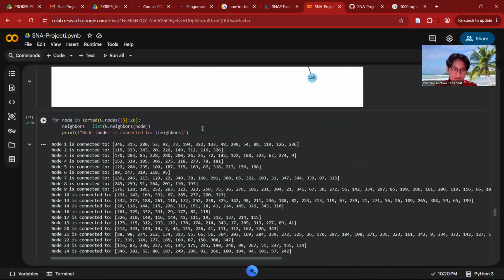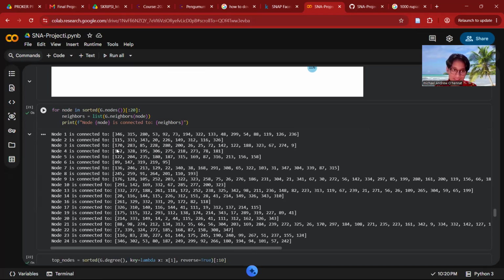For example, for node number one, it has 1, 2, 3, 4, 5, 6, 7, 8, 9, 10, 11, 12, 13, 14, 15, 16. 16 connections for node number one. So we can say it has 15 nodes inside of 16 IDs or users inside of node number one.